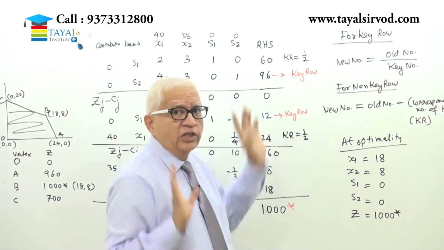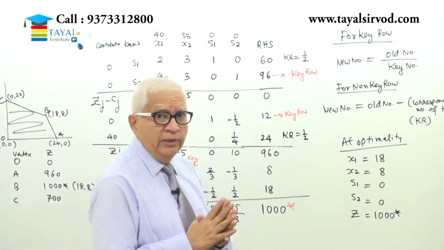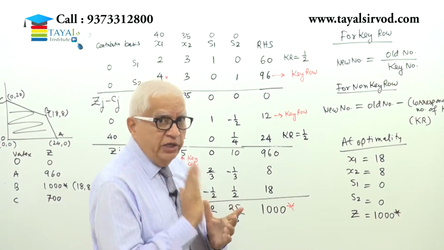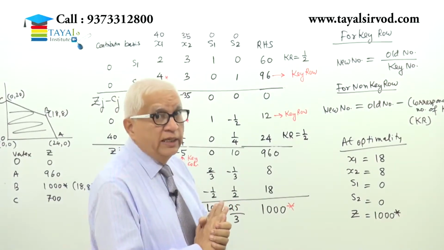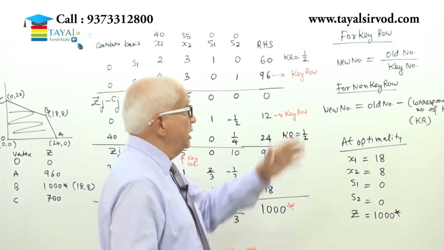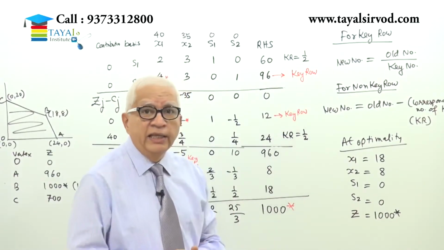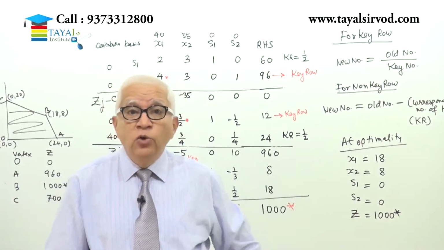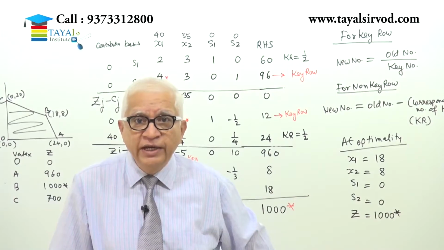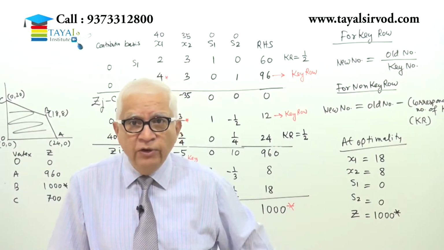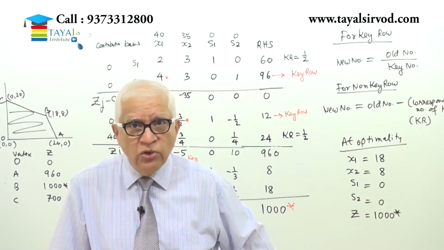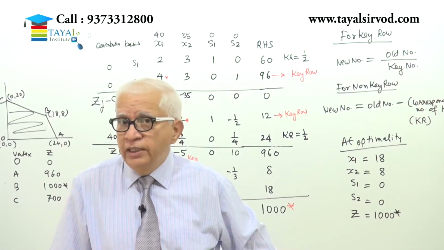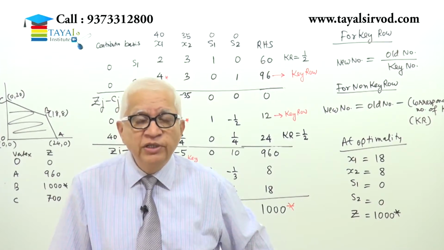The rules of transformation. How do we go from one table to the next table? We identify the key column first, thereafter we identify the key row, and once we have found out the key ratios for non-key rows, then we apply these formulas and get the new table and go on doing it till when? Till there are no negative numbers in the index row. And once there are no negative numbers in the last row, known as index row or Zj minus Cj, or the net evaluation row, we can say that the optimal solution has been reached.